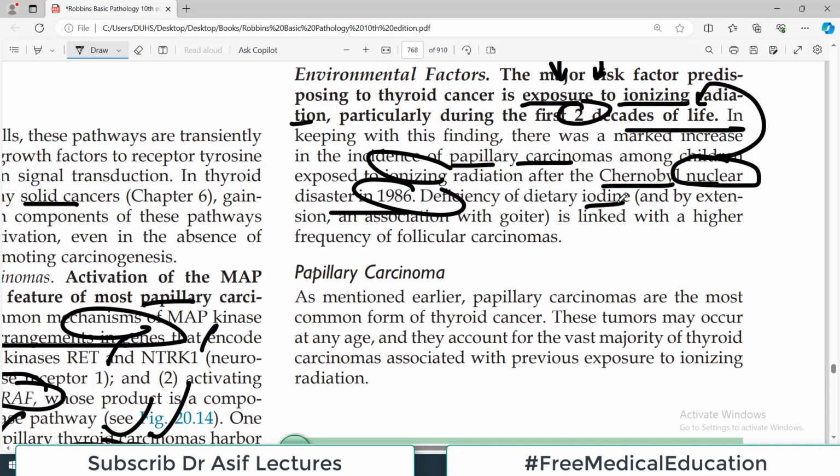Deficiency of dietary iodine is linked with a higher frequency of follicular carcinoma. So that particular risk factor is for a particular type of cancer. Radiations, nuclear radiations, particularly important because it was observed to be linked with papillary cancer. So these are exam questions. Iodine deficiency, particularly follicular carcinoma.